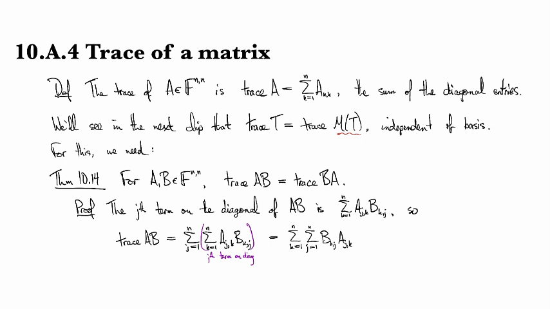And then if you notice, this one is using the same thing that we saw before. I can observe this is the kth term on the diagonal of BA. And since I'm summing those through all k's, this is the trace of BA. So that gives it to us.